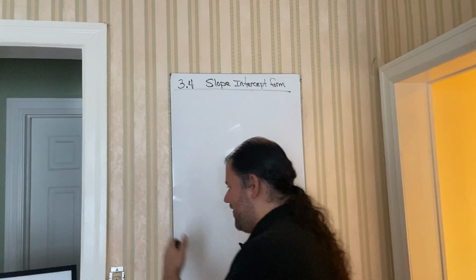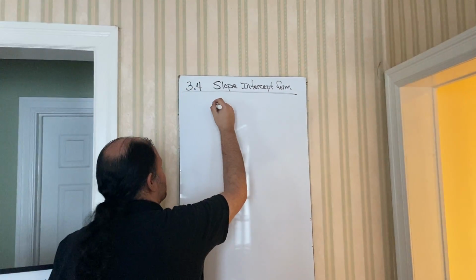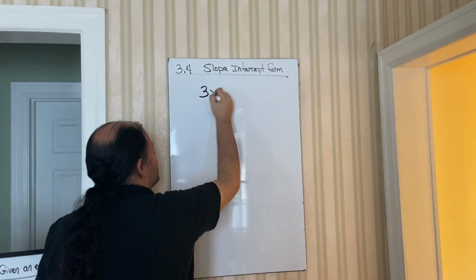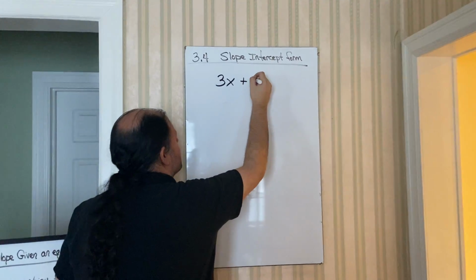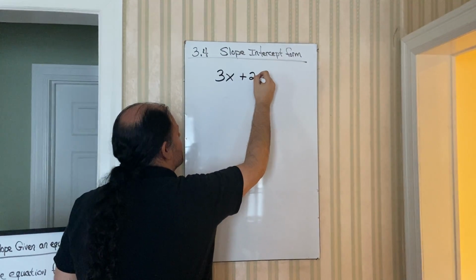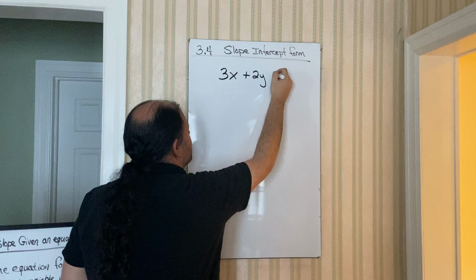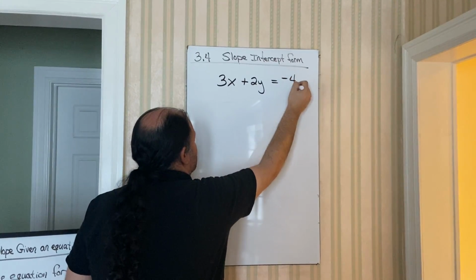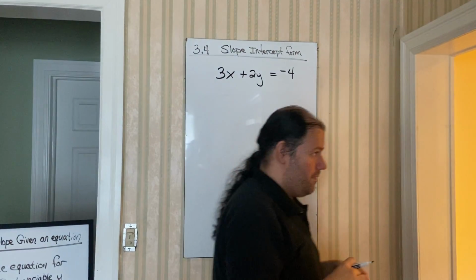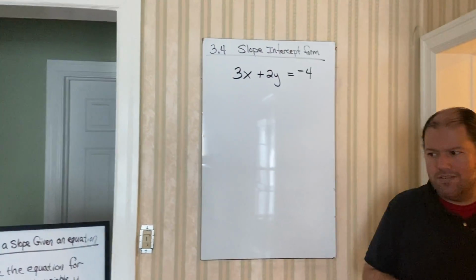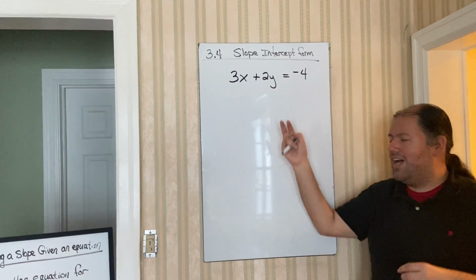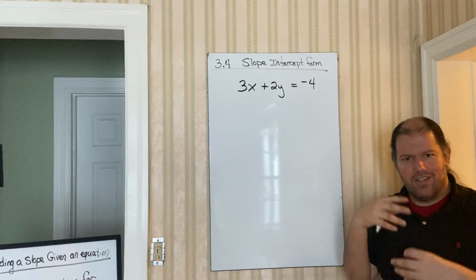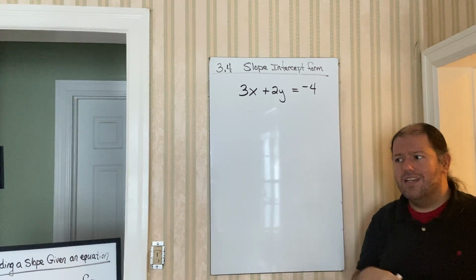So some of our equations that we were working with might have looked like this: 3x plus 2y equals negative 4. Okay. So we had x and we had y and we had ordered pairs, and we talked about how to graph these things.